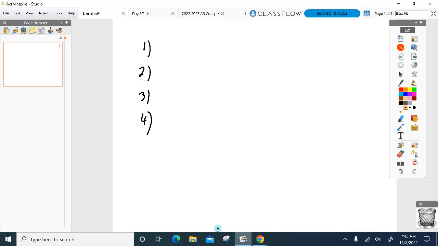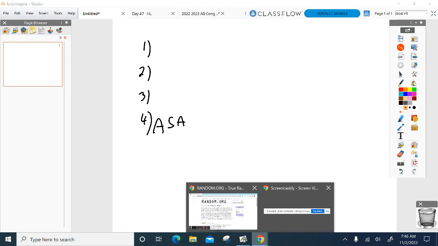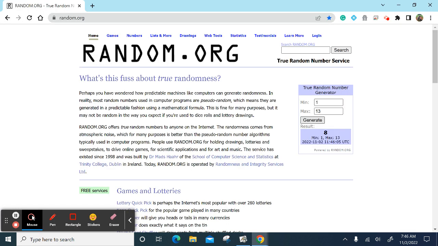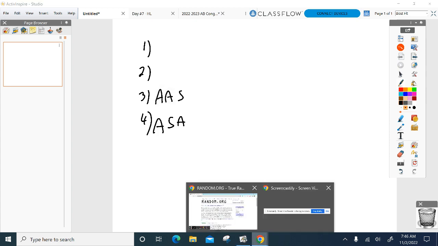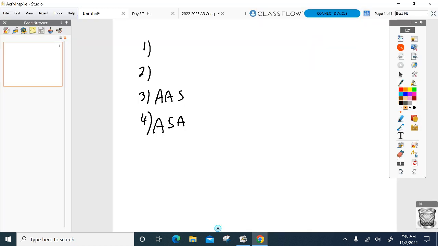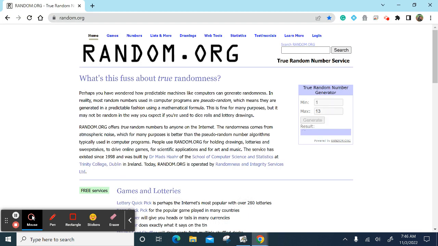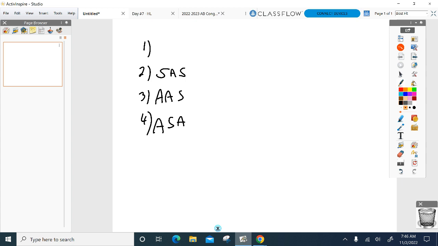Angle, side, angle. Side's got to be in between. Next up, angle, angle, side. Yep, if the side's not in between, I want to use angle, angle, side. Let's keep going here, another method. Side, angle, side. Angle better be in between. If it's not, sorry, can't say side, side, angle. And final method, side, side, side, if I know all 3.